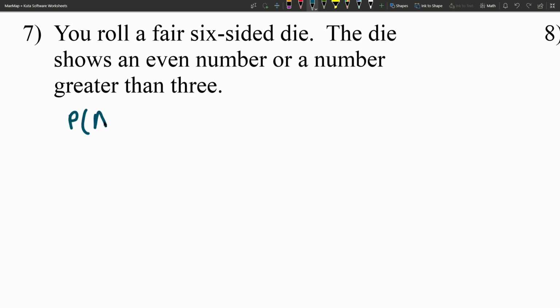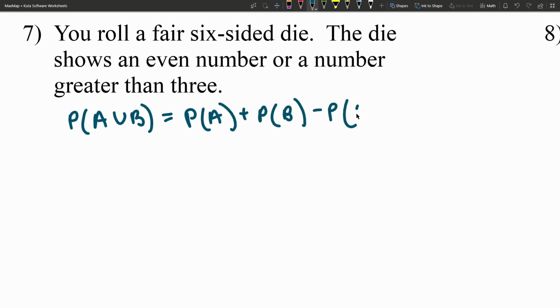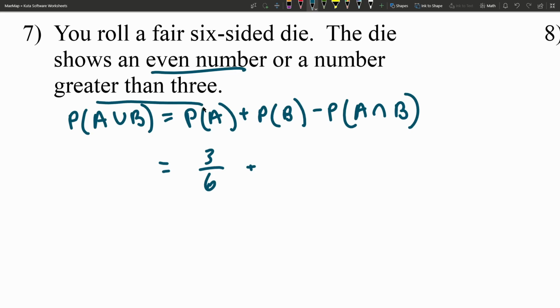So the probability of A or B, A union B, equals the probability of A plus the probability of B minus the probability of that intersection, A and B. So let's start with the probability of A. What's the probability that the die shows an even number? Let's consider that event A. Well, on a 6-sided die, there's 3 even numbers, so that's 3/6 of a chance. And what's the probability that the number is greater than 3? Well, that's either a 4, a 5, or a 6. So again, 3 numbers. But now we need to subtract that intersection.